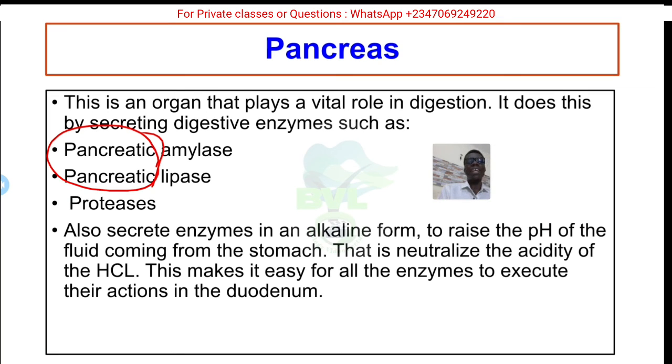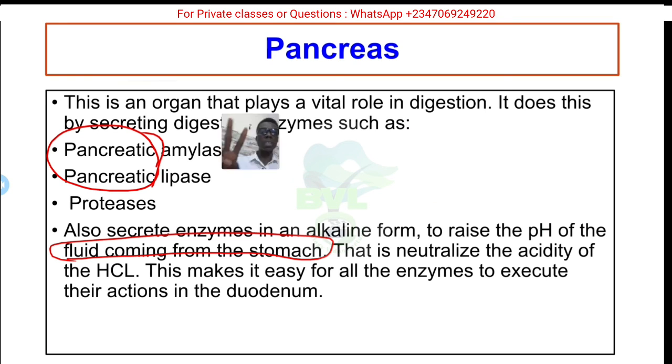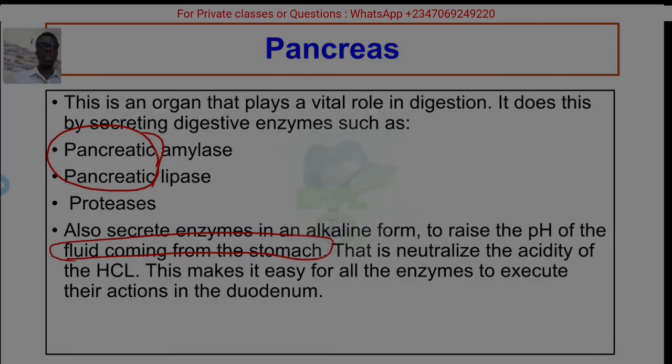Aside from this, the pancreas also secretes some alkaline fluid, which will help to increase the pH of the content coming from the stomach so that enzymes can work. So there are two things that help to neutralize the acid coming from the stomach. Number one, the fluid from the pancreas. Number two, the bile itself. All right, don't forget that bile also has another function, which is emulsification of fats.